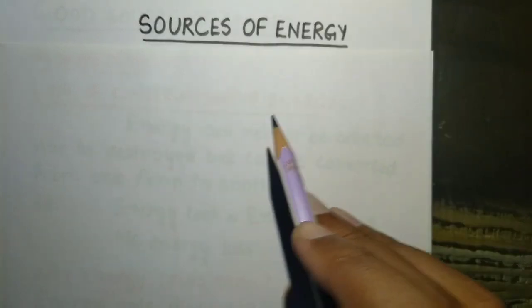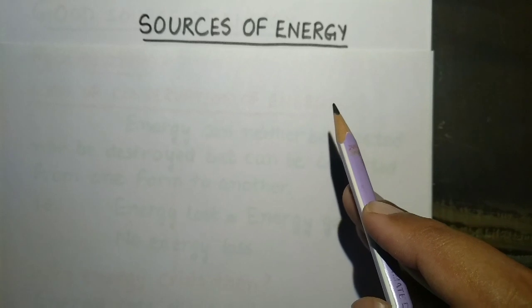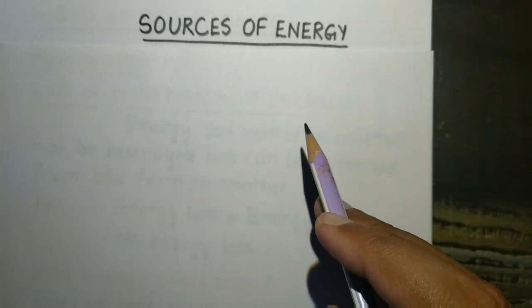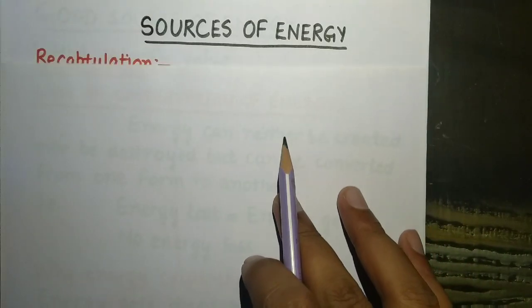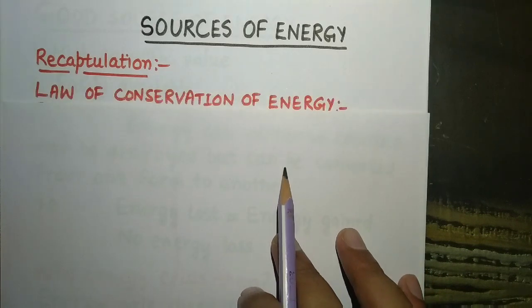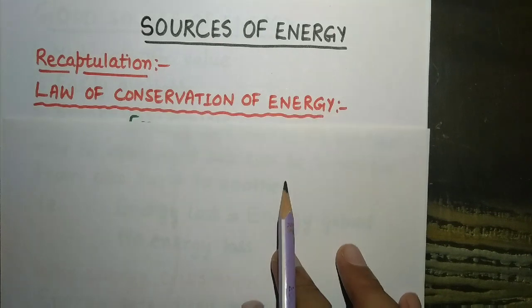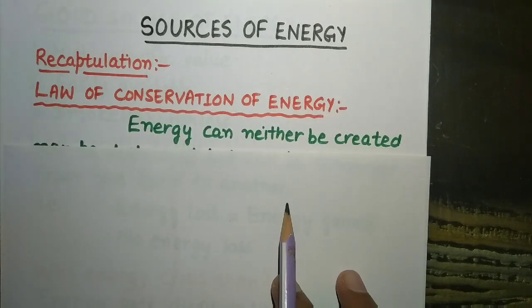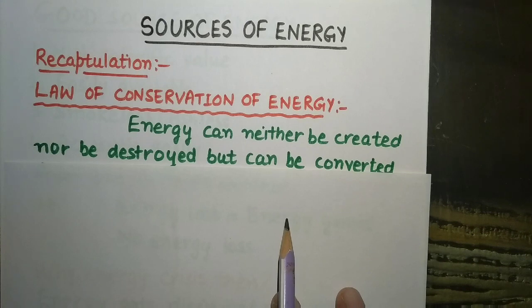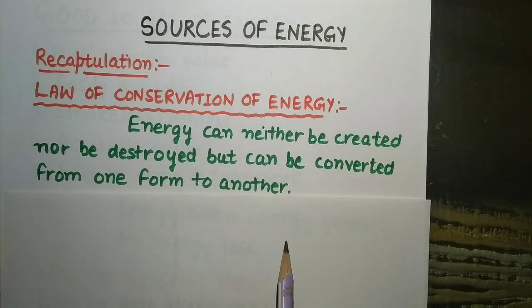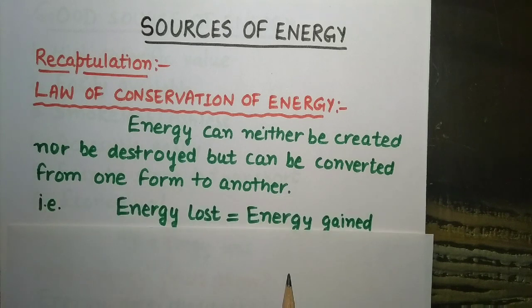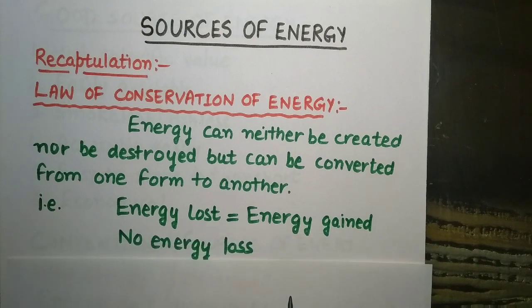If we go back to the 9th class and recapitulate our first topic, there was the law of conservation of energy, according to which energy can neither be created nor be destroyed, but can be converted from one form of energy to another. That is, energy lost is equal to energy gained. That means no energy loss is there.